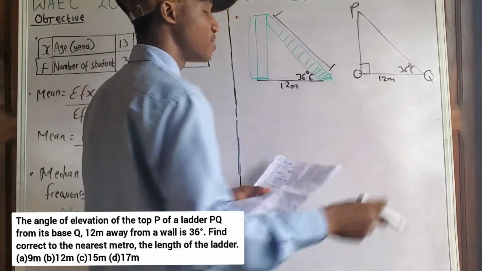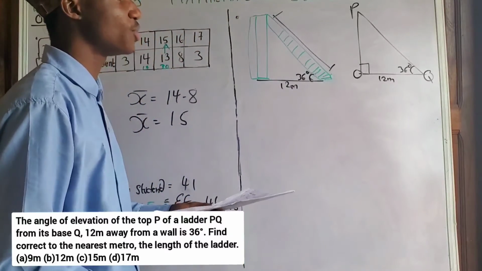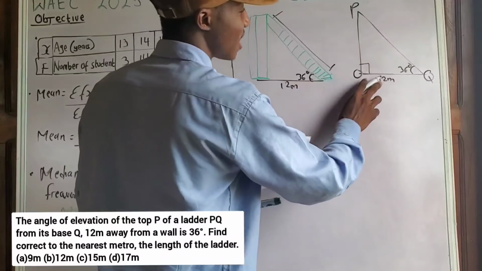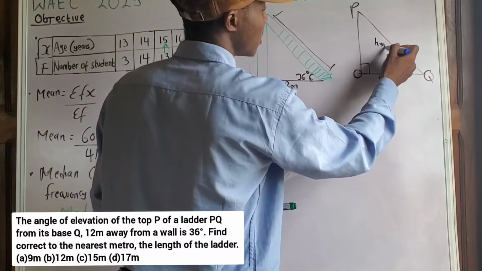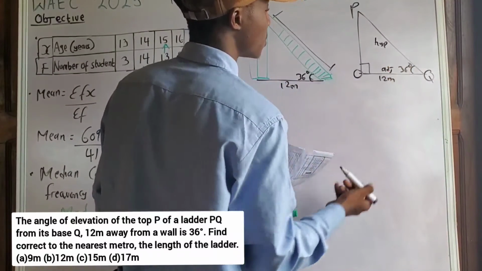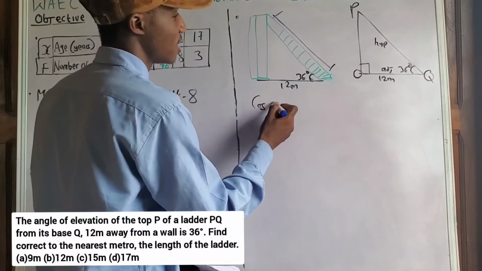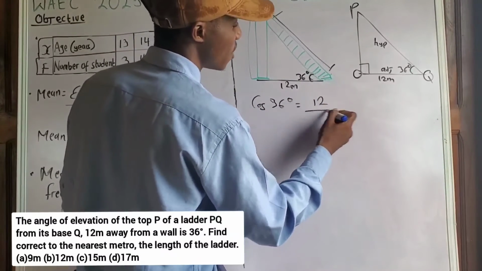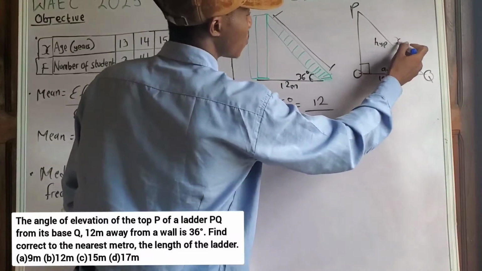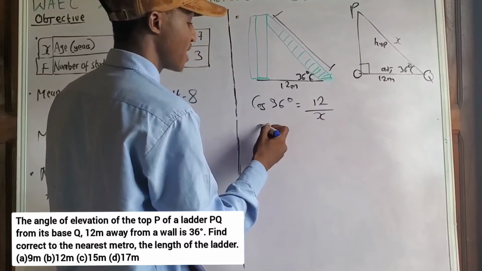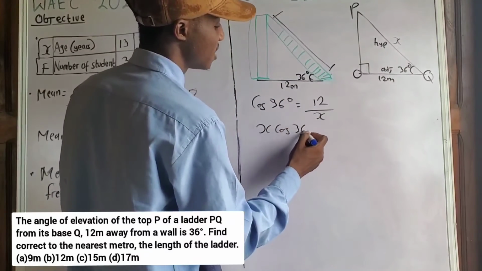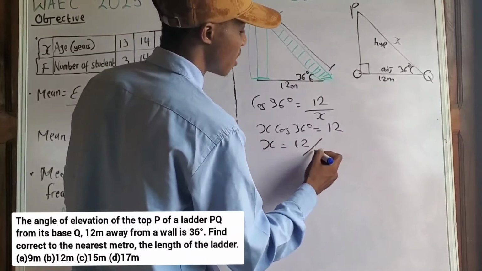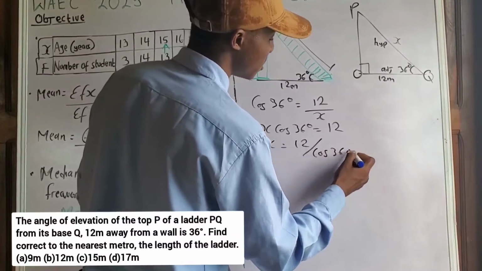How do we calculate length PQ? To calculate PQ, we can make use of cos. You understand? Because this is the adjacent, and this is the hypotenuse. So cos 36 degrees equals what? Adjacent, which is 12, over hypotenuse, which we don't know. That's what we are looking for, over x. So x cos 36 degrees equals 12. Okay, x equals 12 all over cos 36 degrees.